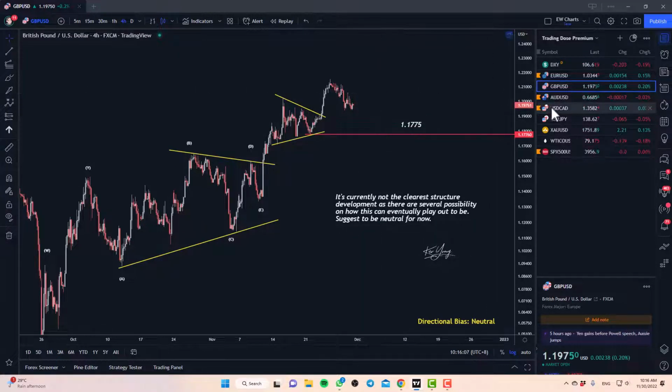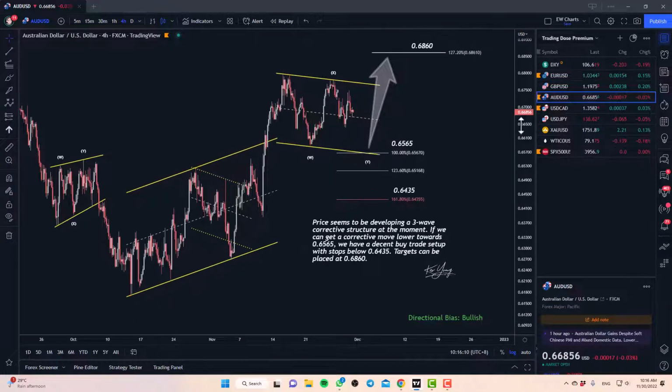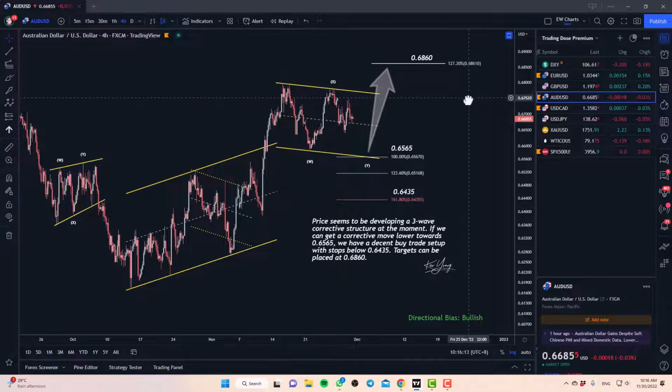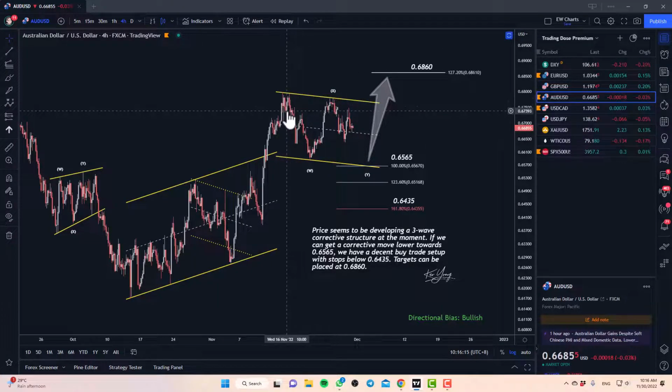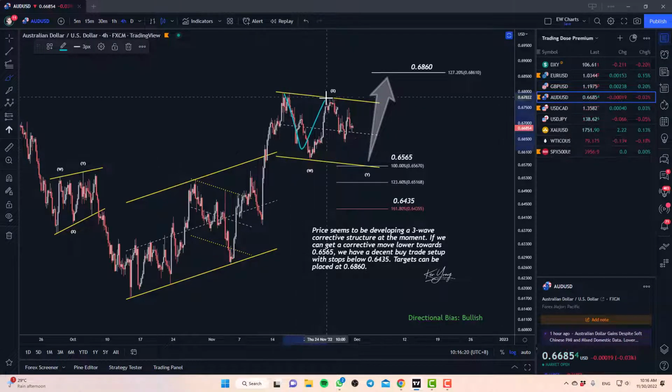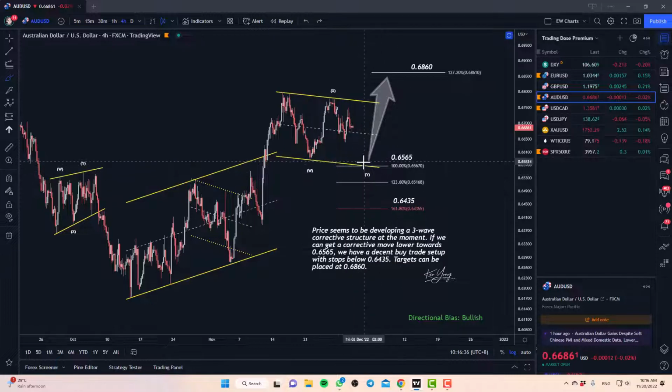So pound dollar, we just leave it aside, and then we have some clearer ones over here like Aussie dollar. Okay, so as of now the structure looks pretty clean and clear cut. We're expecting this to form a WXY, so a 3-wave move, and of course we have a little bit of fibs here where we expect it to come back to 0.6565. So if today you're looking at a retracement pending limit order, this area here will be your potential buy setup with a stop below 0.6435, and of course an initial target here at 0.6860. So that's one possible setup.